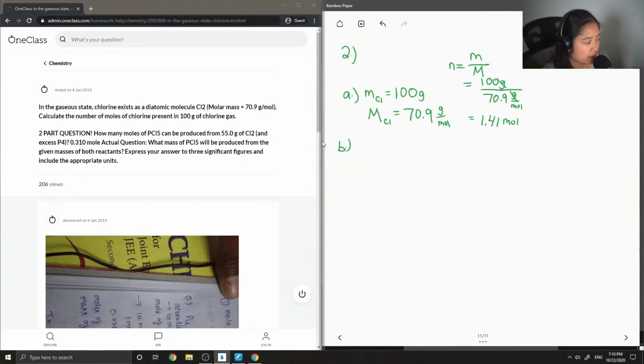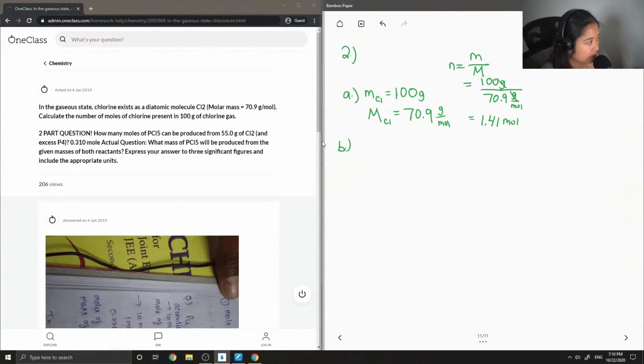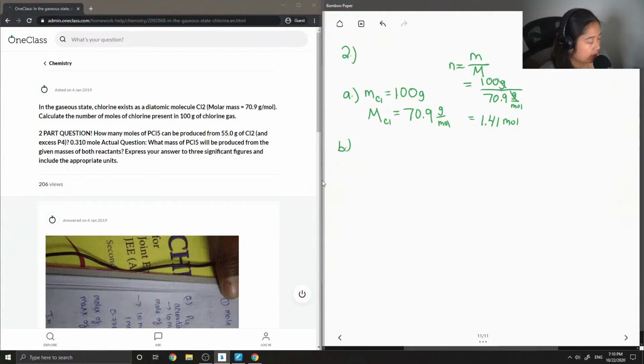How many moles of PCl5 can be produced from 55 grams of chlorine and excess P4? So it looks like they answered it already, but I'll still write down the steps. And then the actual question, what mass of PCl5 will be produced from the given masses of both reactants? Okay, so before I do any calculations, first I'm just going to write down the reaction equation.